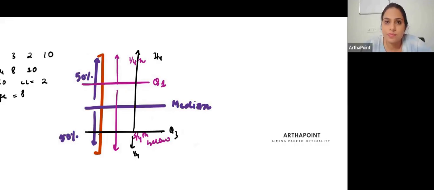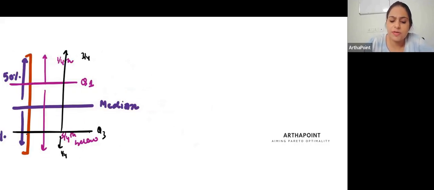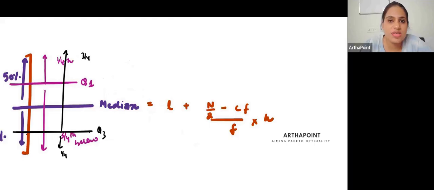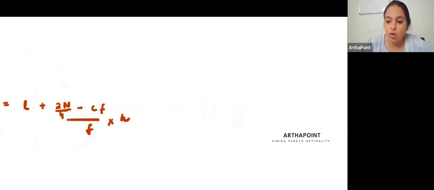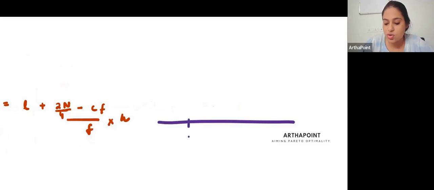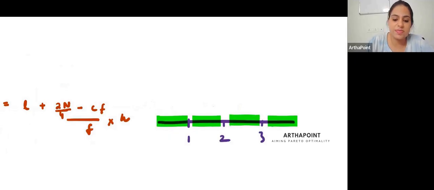Now, if you remember, the formula of median that we studied was L plus (N by 2 minus CF) upon F into H. This is the formula of median for class intervals. Instead of writing N by 2, I can rewrite this as 2n by 4. I am imagining that my data set is divided in 4 parts: 1, 2, 3. These are the 4 parts of the data set, first, second, third, and fourth. This is my entire data set.